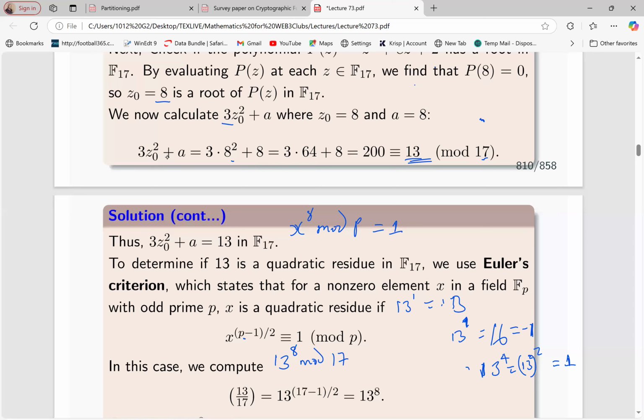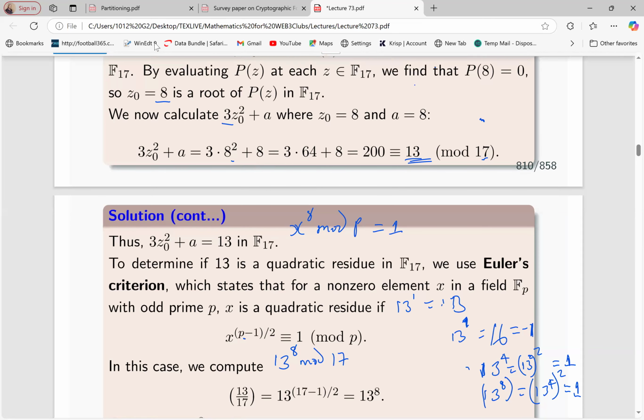But what I want is 13 raised to 8. 13 raised to 8 will just be the same as 13 raised to 4 squared. But 13 raised to 4 is 1, so when you square that, you have a 1. So that tells me, therefore, that 13 is a quadratic residue. It has a square root.